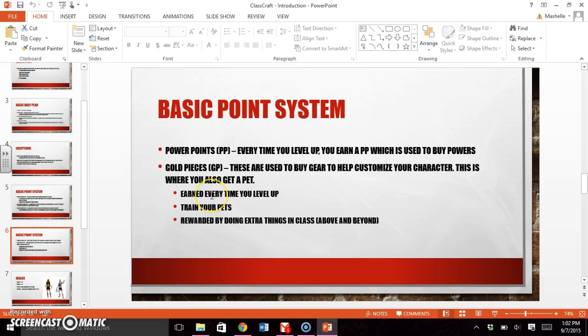Gold pieces, this is where the fun part for you comes in. This is where you get to customize your character, where you get to get a pet, and you go through steps of a pet so your pet can actually show up on the screen and we can see it in class. You earn gold when you level up. You can train your pets, and you get rewarded by doing extra stuff in class, as this idea of above and beyond. And I will show you the aspects of that too.